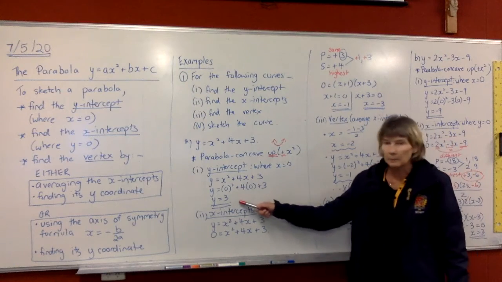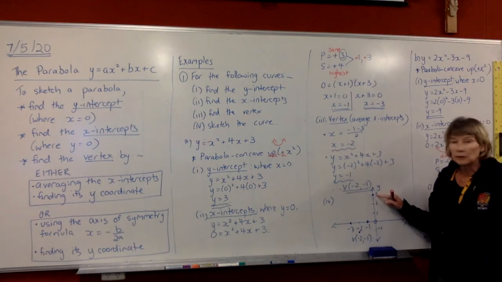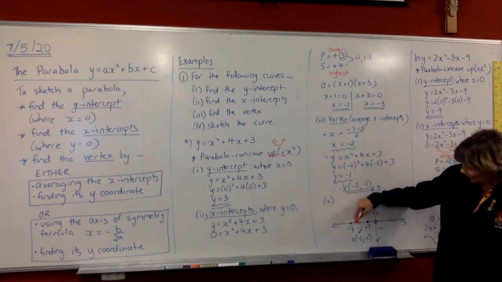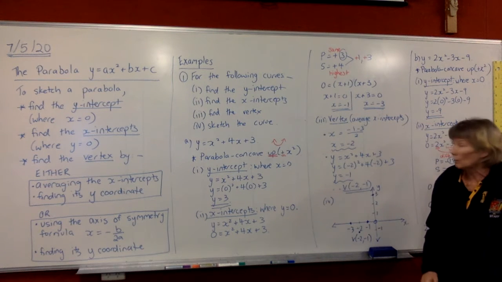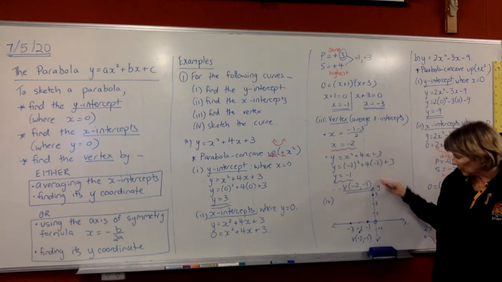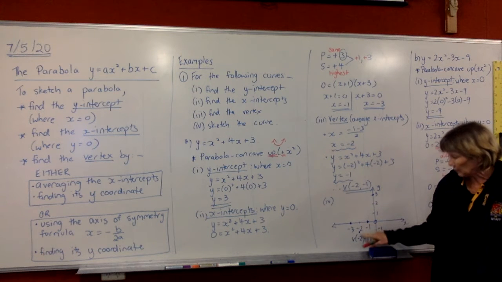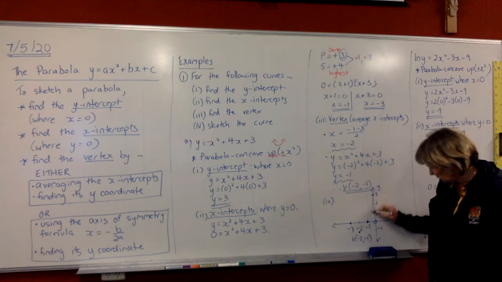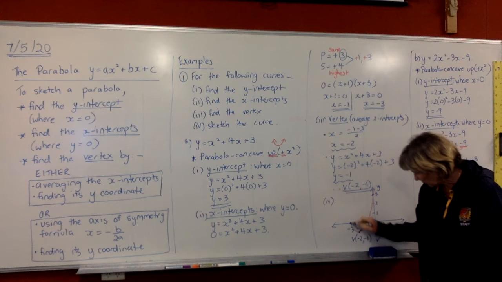So we have our y-intercept of 3, and I've just marked it on. We have our x-intercepts of -1 and -3, and I've marked those two on. And we have a vertex of (-2, -1), so I've marked that point. So we're just going to join them all together. Turn at the vertex.